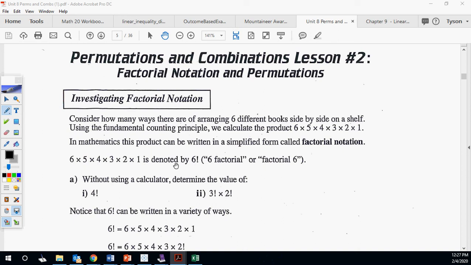So now we're going to cover factorial notation and permutations, talk about repetitions a little bit, and go through the different things we're going to see with that. So let's get to it. First off, let's talk about what a factorial is.